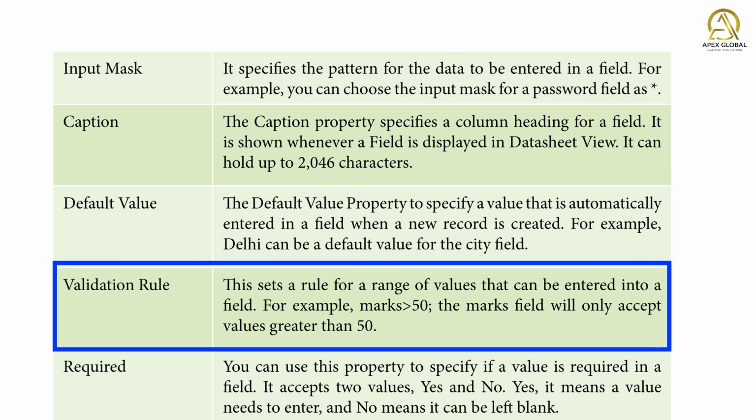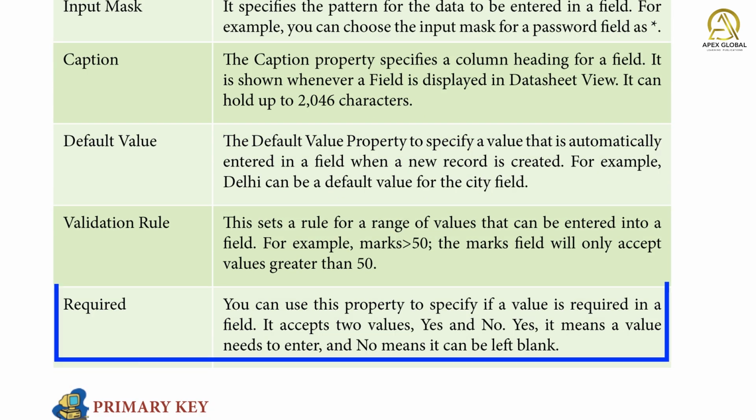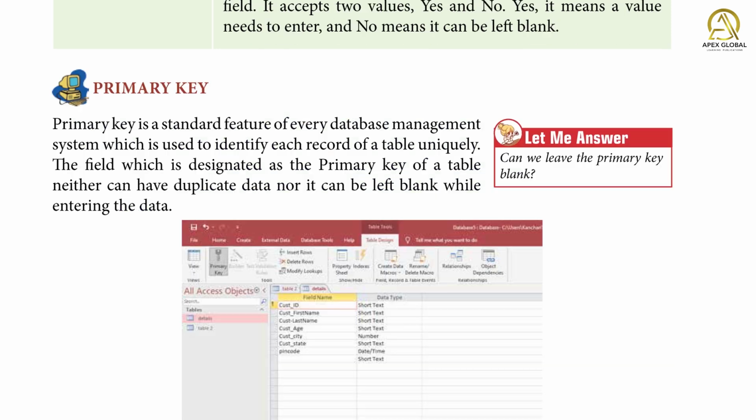Validation rule. This sets a rule for a range of values that can be entered into a field. For example, marks greater than 50: the marks field will only accept values greater than 50. Required. You can use this property to specify if a value is required in a field. It accepts two values, yes and no. Yes means a value needs to be entered, and no means it can be left blank.